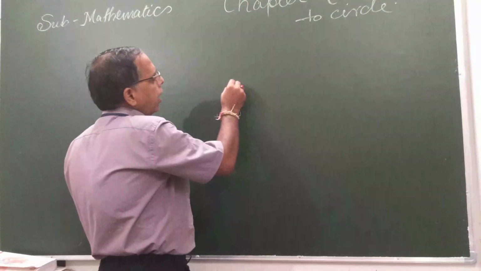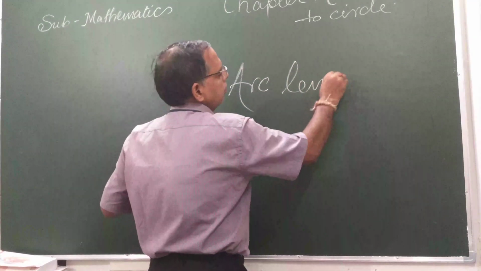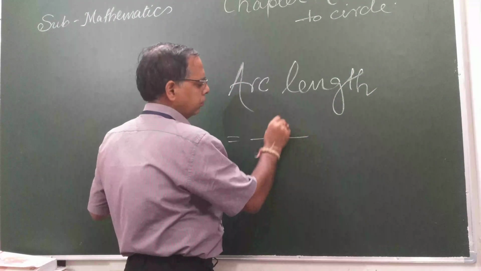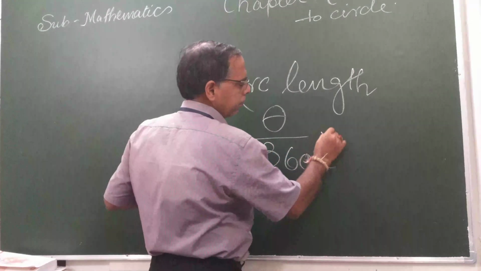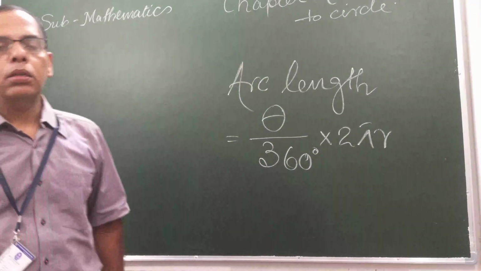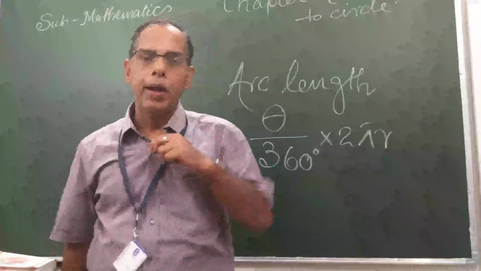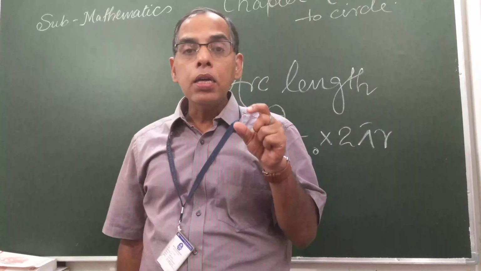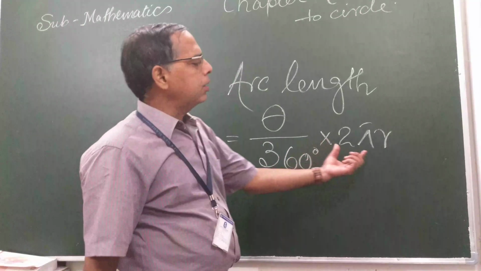So formula of arc length equal to theta by 360 degree into 2 pi r. Why 2 pi r? Arc length means part of the circumference. As it is part of the circumference, that's the reason it is 2 pi r.